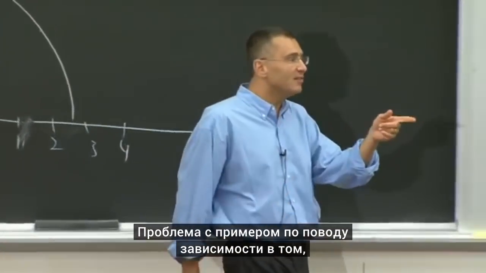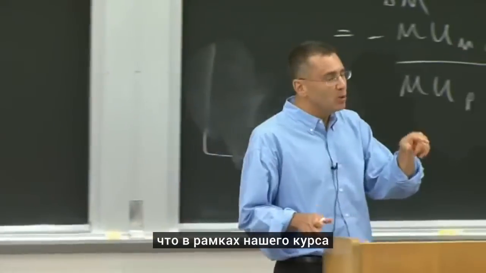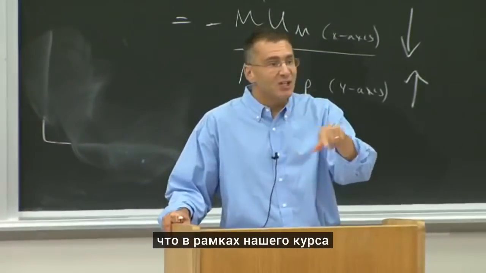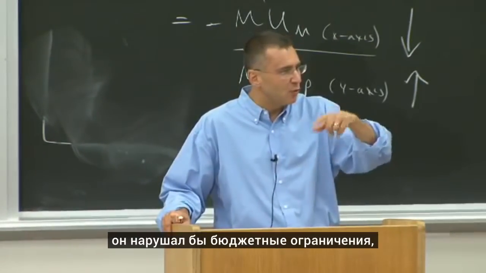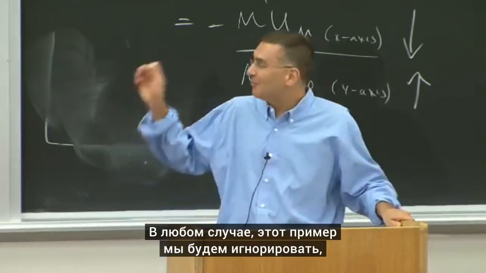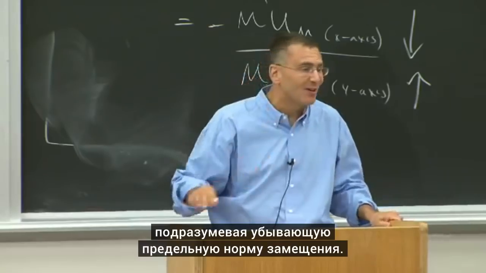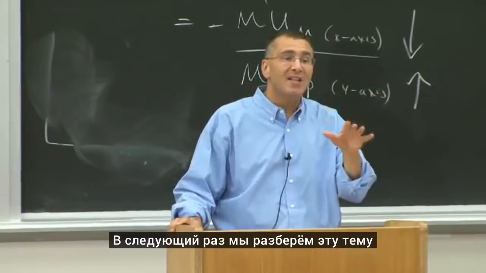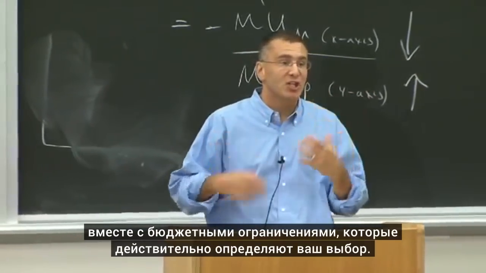The problem with the addictiveness example is that it wouldn't work in this course because eventually you'd violate your budget constraint, because you'd want more and more and more. Maybe not. But in any case, we're going to ignore that example. We'll assume diminishing marginal rate of substitution. And we'll come back next time and talk about how to put this together with budget constraints to actually dictate your choices.